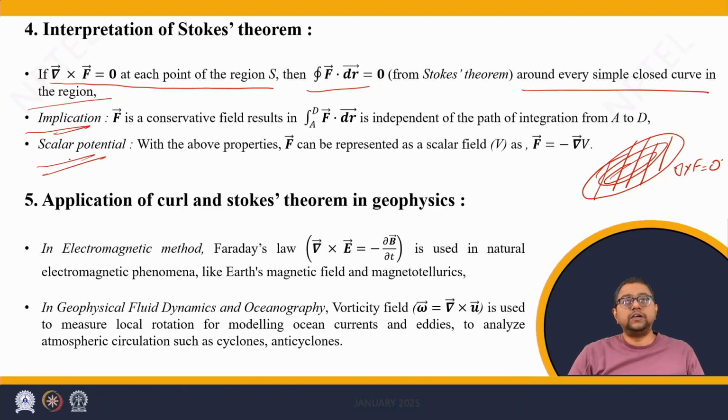In line with previous discussions, we have understood that if F is a conservative field, then it can have a scalar potential. The scalar potential is a quantity V such that the force field or the vector field F can be obtained as the negative of the gradient of the scalar potential. Now, having gone through the various aspects of curl and Stokes theorem, we now look into the various applications of the curl and Stokes theorem in geophysics.